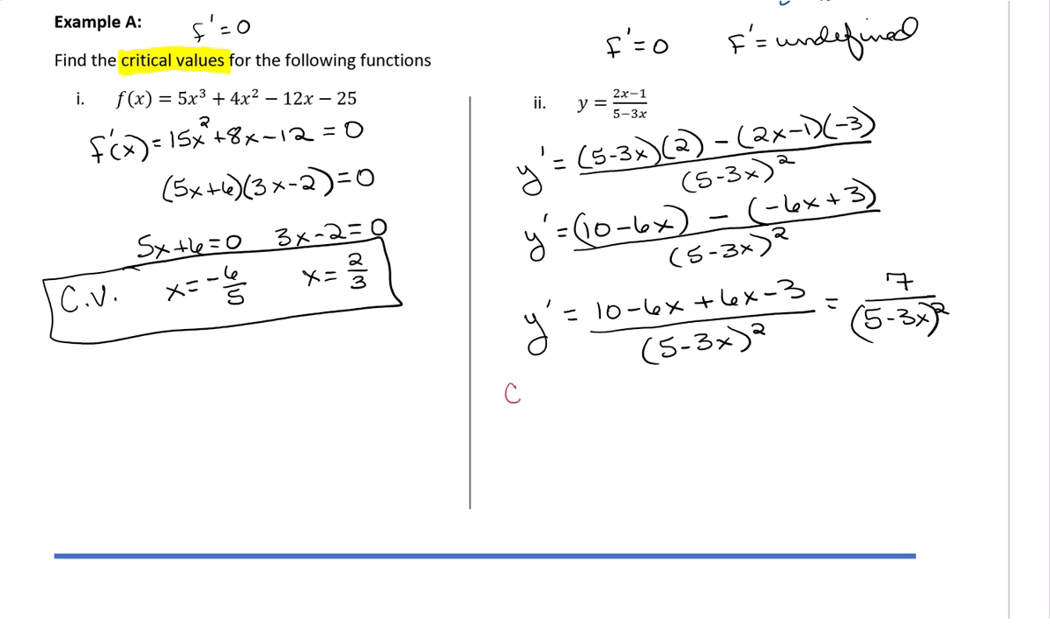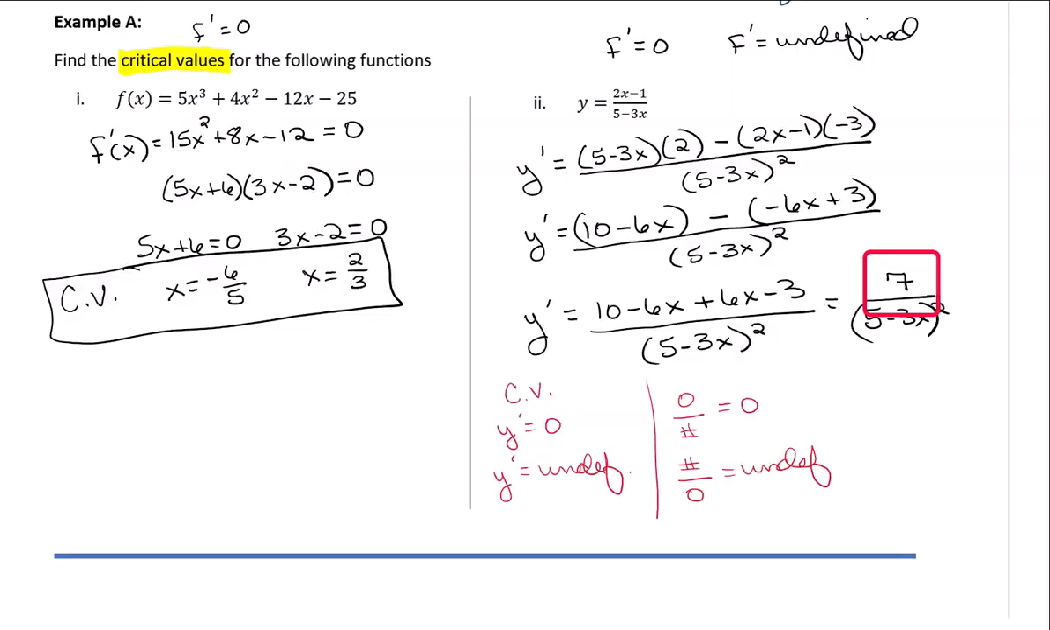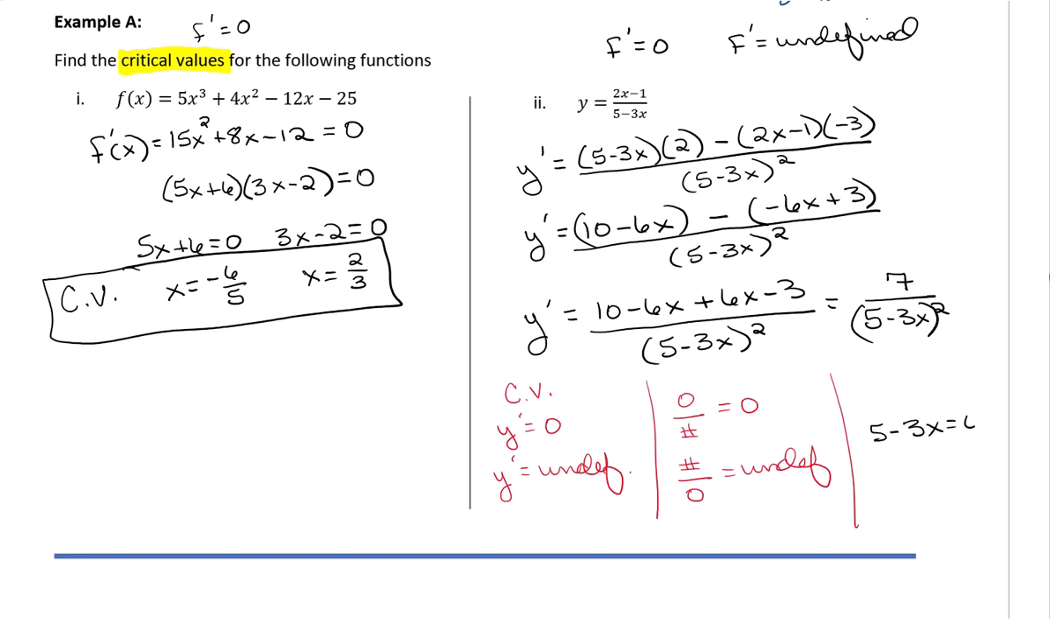To find our critical value, we need to find where this value is 0 and also where this value is undefined. Let's recall that if we have 0 over a number, this equals the number 0. But if we have something over 0, this is when it's undefined. Since our numerator is 7, it will never equal 0. So we need to find out when that 5 minus 3x in the denominator equals 0. If we solve for x, we will get a positive 5/3. This is our critical value.